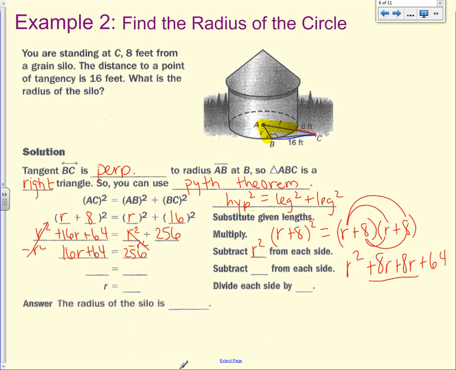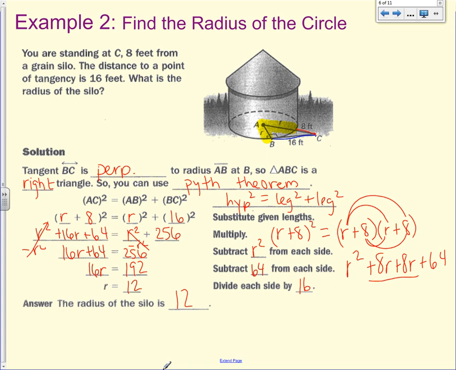You then have to subtract 64 from each side. And so when we subtract the 64, we're going to be left with 16r. I need to take 256 minus 64, and that leaves me with 192. And then we're going to divide each side by 16. And so when we divide by 16, we get 12. So the length of our radius, or the radius of the silo, however we prefer to say that, is 12.